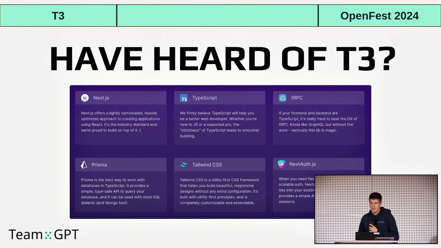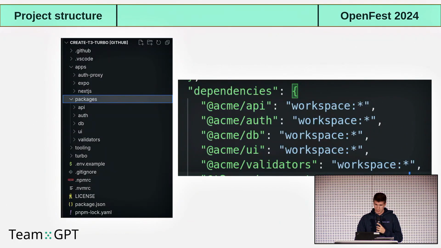It's a validation library for JavaScript and TypeScript. Then we've got Tailwind CSS, which is one of the most popular ways to write CSS. And we've got NextAuth, which is the authentication system for Next.js.